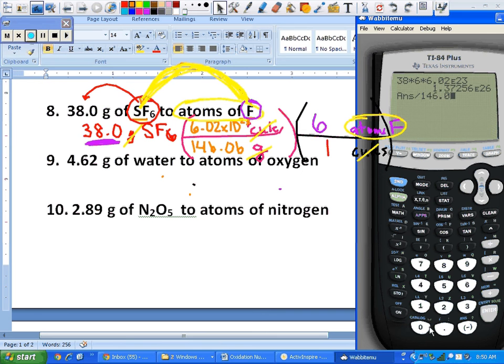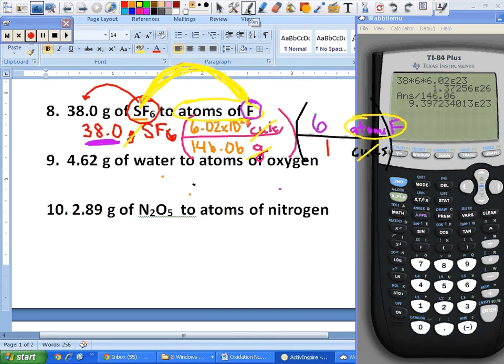So 9 point, what is that? 40. Very good. 9.40 times 10 to the 23rd atoms. This is a 3. Atoms of F. So if I have 38 grams of sulfur hexafluoride, there are going to be that many atoms present. Okay, that's a lot of atoms of fluorine. It's a lot of atoms of fluorine. Any questions?